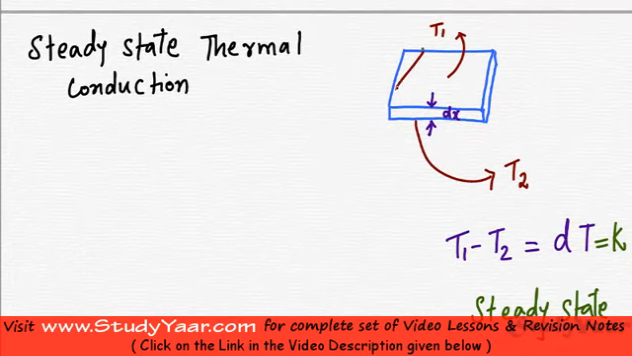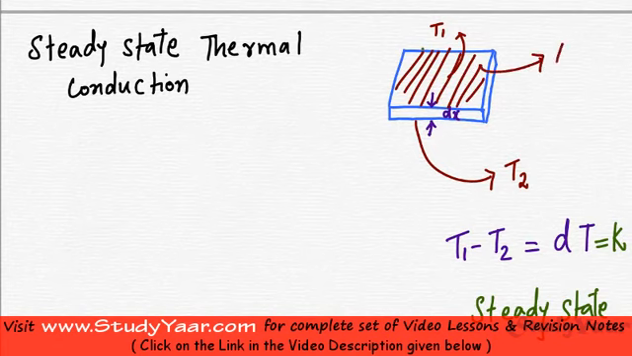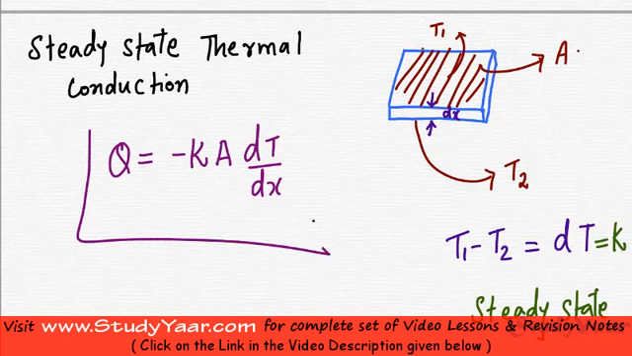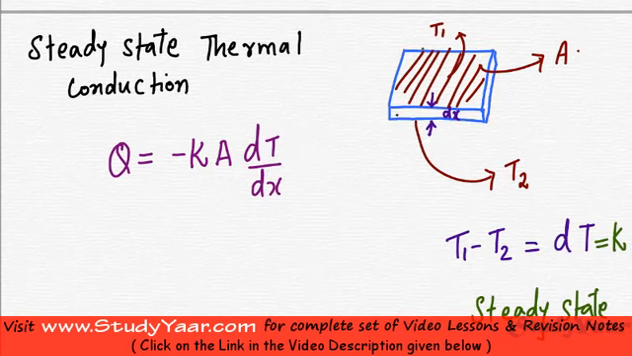Now let us say this surface area is equal to A. Then the rate of transfer of heat across the slab, specified by Q, is equal to minus K into A dt by dx. So essentially this is a differential equation that would give you the relationship between temperature at a certain distance.